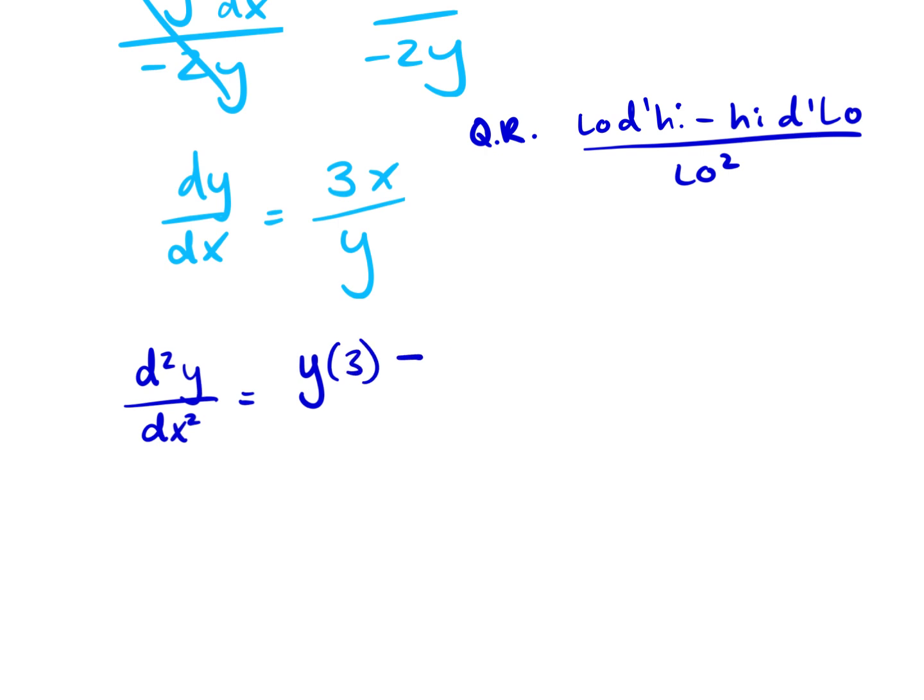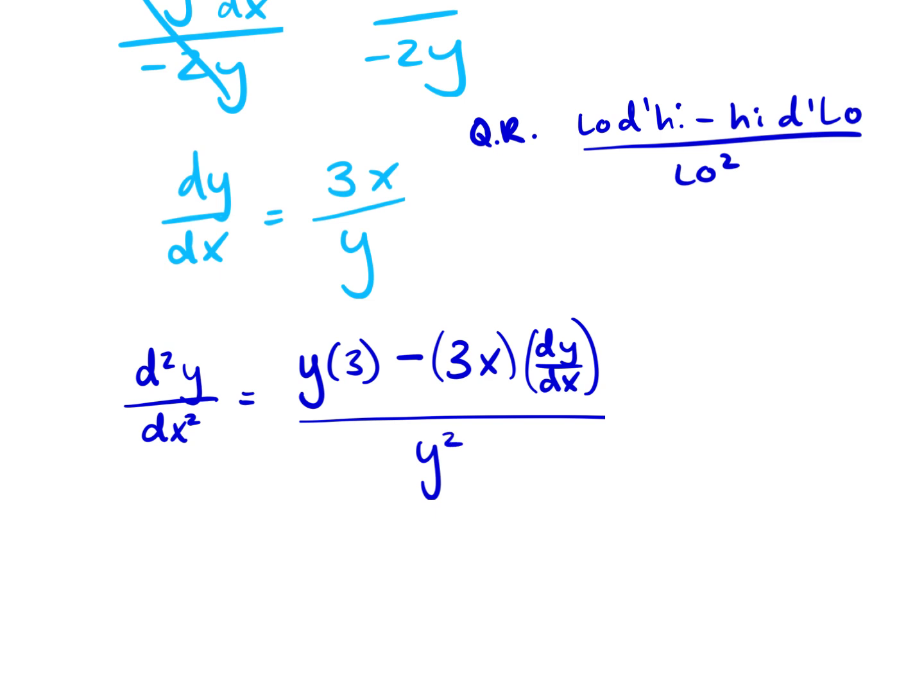Minus high, so that's 3x, times the derivative of our denominator. What's the derivative of y? 1, but what do we have to make sure we include? Dy dx. Over low squared, so y squared.